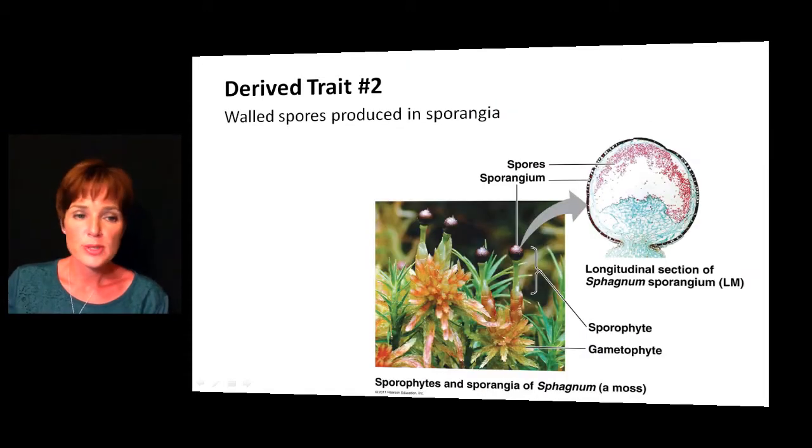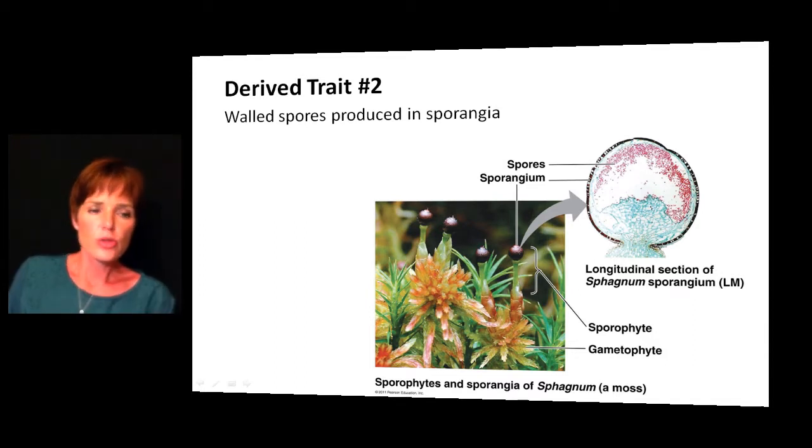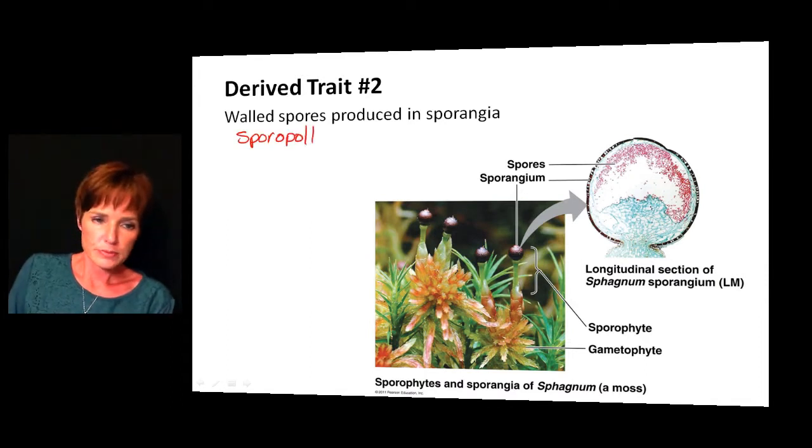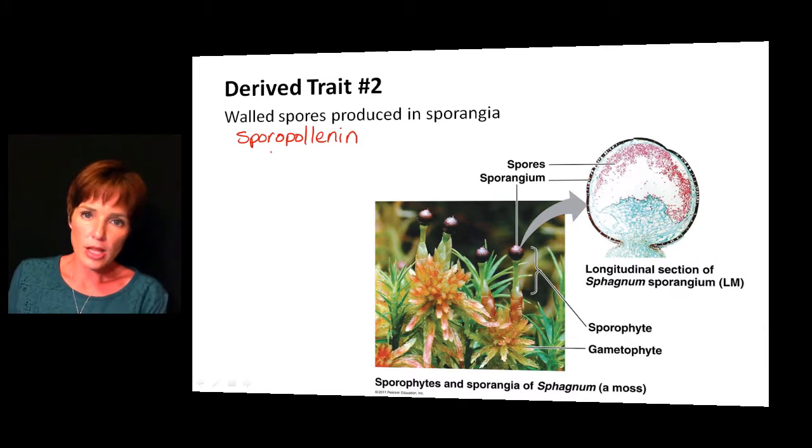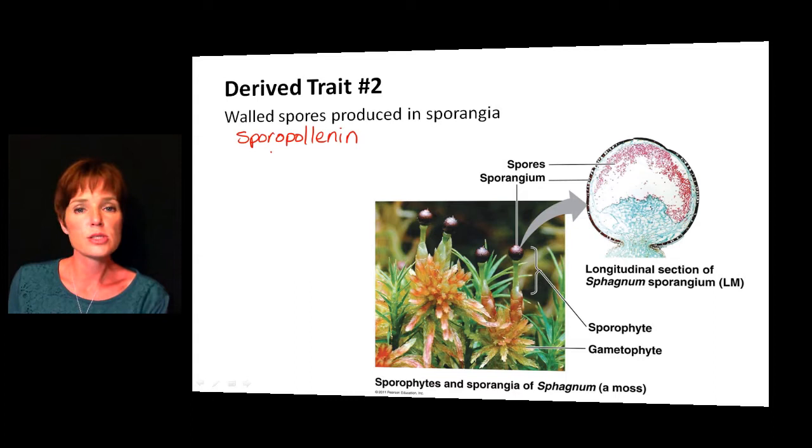Derived trait number two is going to be walled spores produced in sporangia. So when we're talking about plants, their spores can actually land somewhere and they can grow. And when they grow, they're going to be dividing by mitosis to produce the gametophyte. The walled spores here are going to be surrounded by sporopollenin. And sporopollenin we talked about just a little bit ago surrounding the zygotes in the charophytes. So this is the same polymer, but this time it's going to surround the spores.